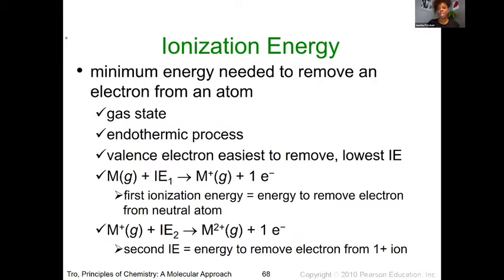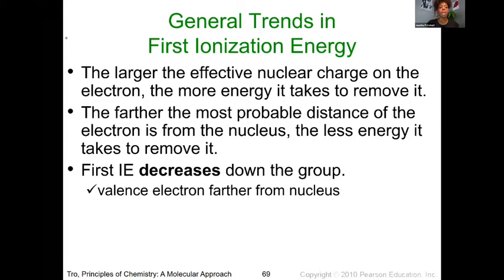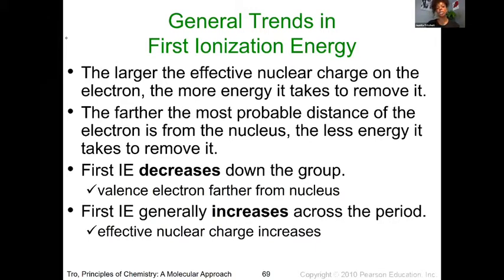Now, in regards to the trends that we're going to be looking at, we have to think about which elements tend to like to lose electrons. The general trend that we see with the first ionization energy is that the larger the effective nuclear charge on the electron, the more energy it's going to take to remove it. Think about it, those are the nonmetals, things that don't want to lose electrons. So our trend for ionization energy is going to increase towards the nonmetals because they need more energy to kick out an electron. They don't want to lose electrons. Our metals like to lose electrons, so it doesn't take that much energy. That's why you have that smaller value.